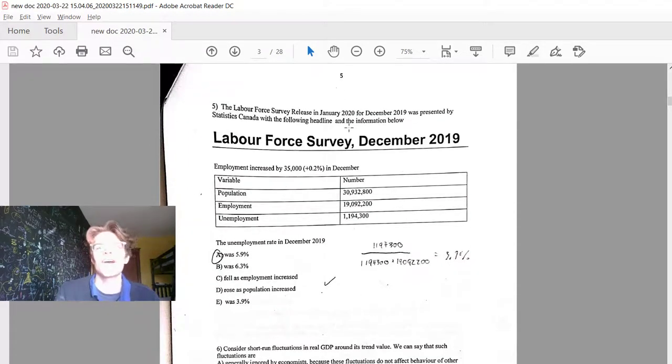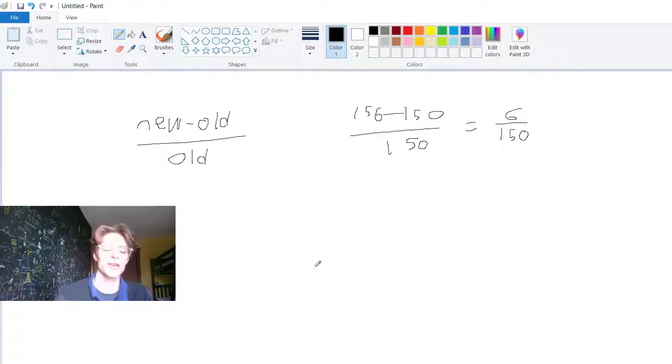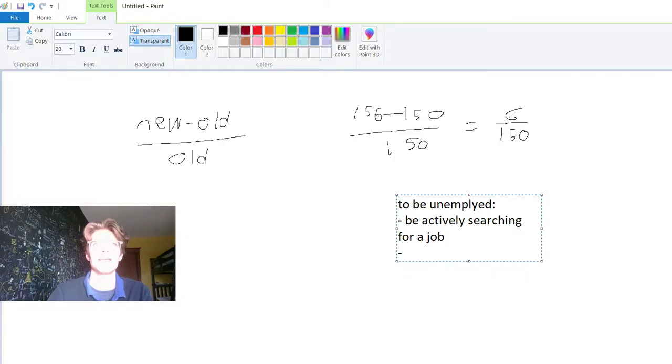Okay. A labor force survey gives you a bunch of numbers. What's the unemployment rate? The unemployment rate is just the unemployed people divided by the total labor force. What's important is it's people that want to work. So to be unemployed, there are 2 things you need: you need to be actively searching for a job, and you need to be encouraged. There are a lot of discouraged workers, so you have to be encouraged. Those are the 2 things.